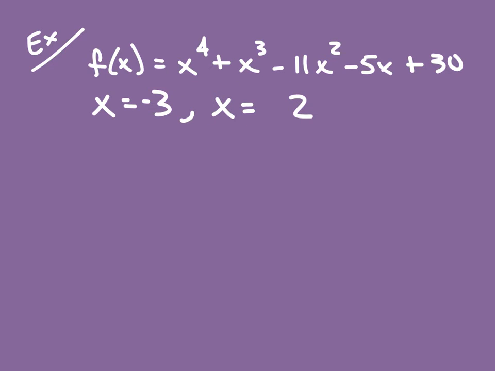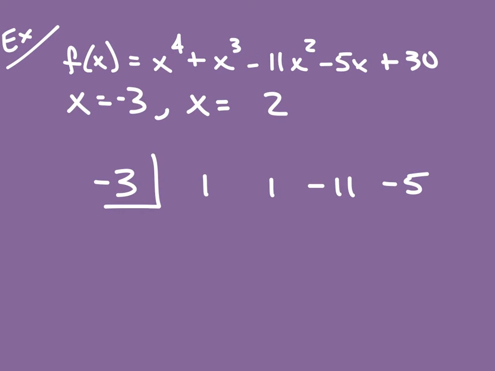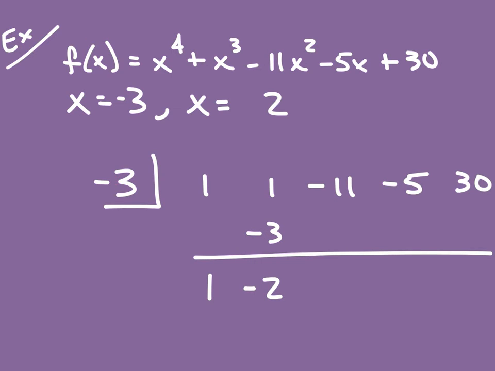So when I have my zeros, I'm going to use them and use synthetic division on this polynomial here. So I'm going to do 1, 1, negative 11, negative 5, and then 30. Okay, and so when we do synthetic division, I'm going to drop down my 1, and then I'm going to do negative 3 times 1 gives us negative 3. Then I'm going to do 1 plus negative 3, which gives us negative 2. Then I've got negative 3 times negative 2, which gives me positive 6.